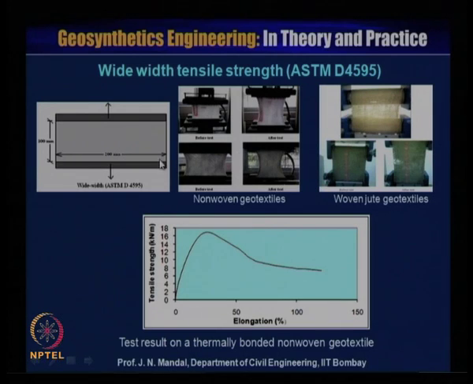So, we can obtain from the test the tensile strength of the geosynthetic material and the corresponding elongation, and this is the test result on thermally bonded non-woven geotextile material. And whenever you conduct the test, you have to maintain the machine strain rate. The machine strain rate is 10 plus or minus 3%.